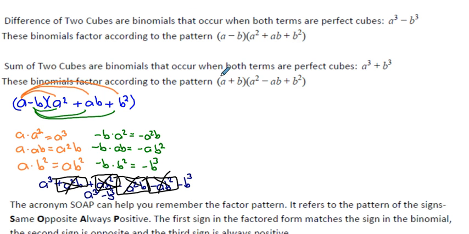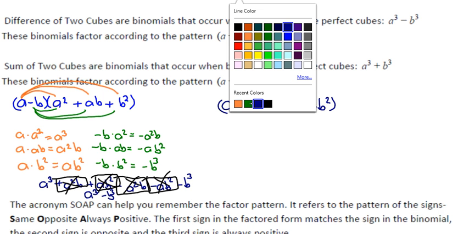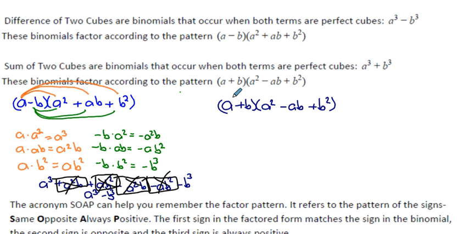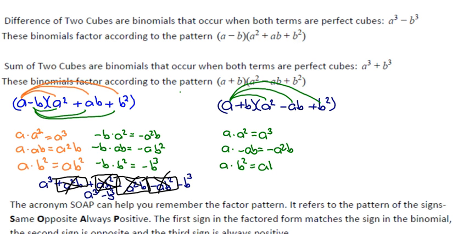Now let's go ahead and do the same thing. Over here we have a plus b times a squared minus ab plus b squared. And you know what? Who couldn't use a little bit more practice with our distributive property and multiplying our polynomials? So this time I'm going to switch my colors. We have a times a squared. Again, it's going to equal a cubed. A times negative ab is going to equal negative a squared b. And then a times b squared equals ab squared.